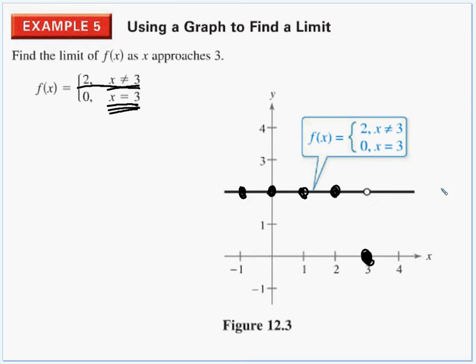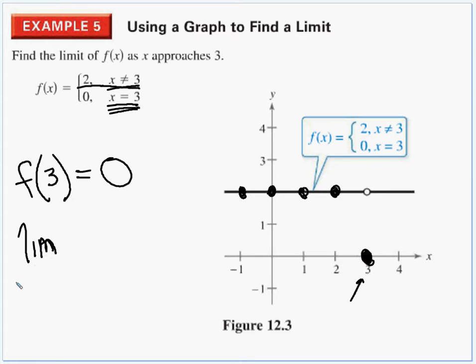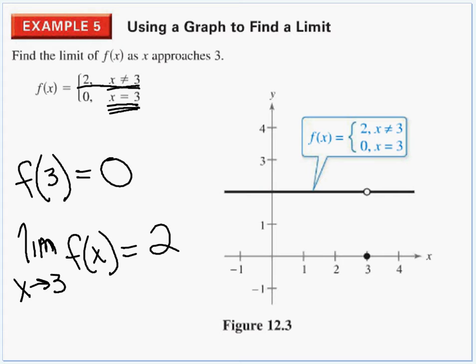And this is also a good example for me to point out some notational differences. If I write f of 3, that would be equal to 0. So here, when I go to 3, the function is defined at 0. That's when I hit that dot. But the limit as x approaches 3 of this function f of x, well, that limit is going to be 2.